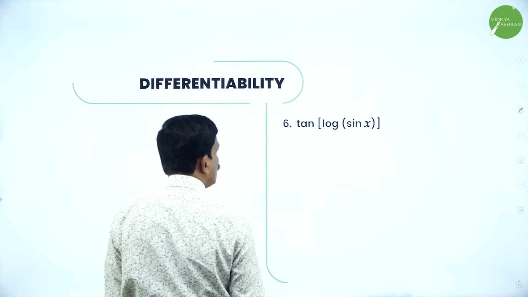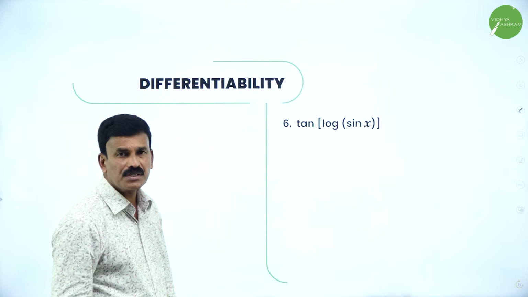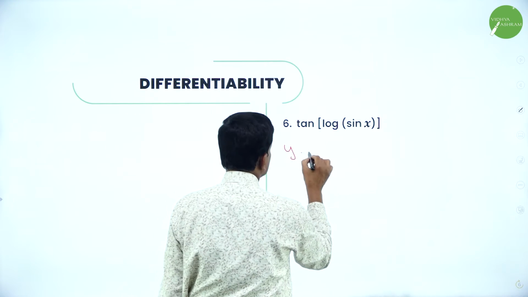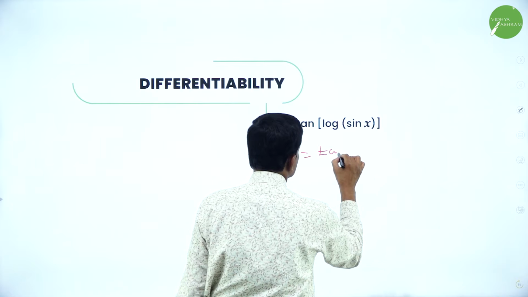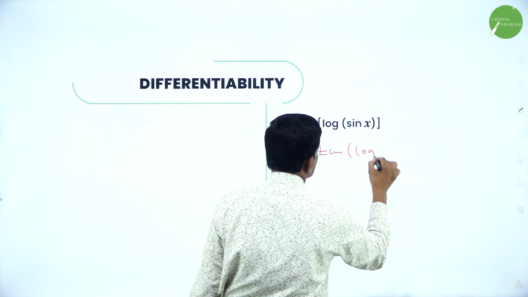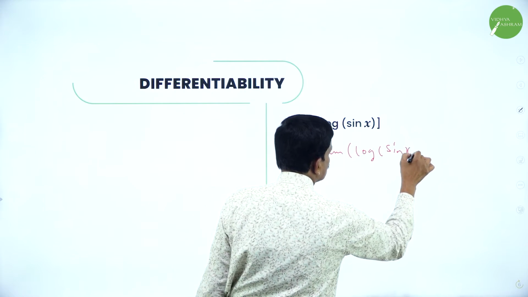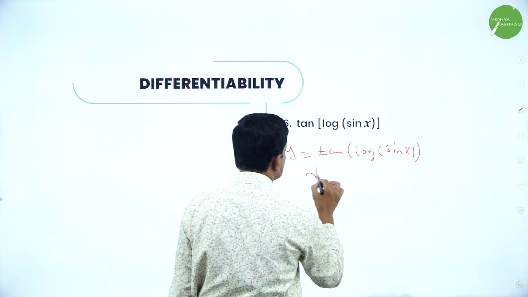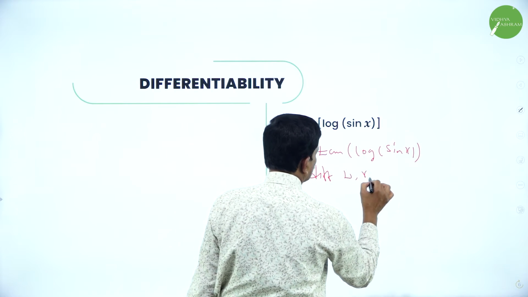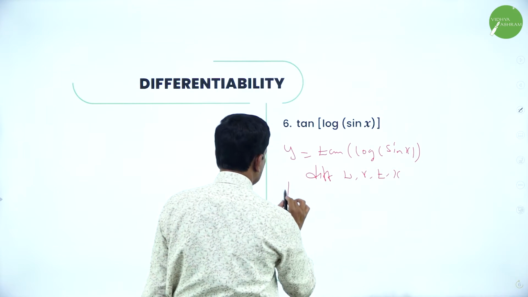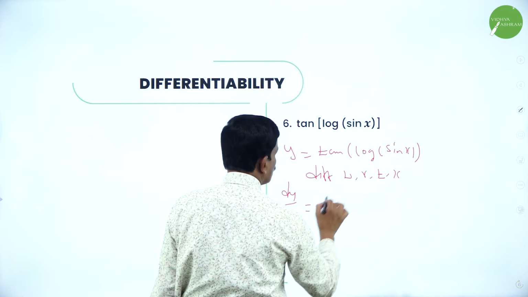Tan of log sin x. This is also an important problem. y is equal to tan of log sin x. Now differentiate this. Differentiating with respect to x, dy by dx is equal to, let us consider this as x.